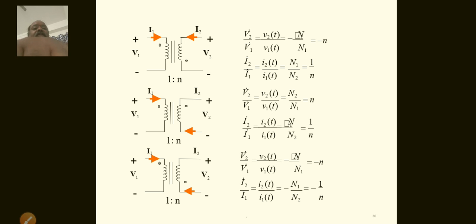Now you take V2 by V1 equal to N2 by N1, which is equal to n. Now we'll take I2 by I1, which is equivalent to N1 by N2, which is equal to 1 by n. And you will take again the third circuit, the same as the previous one, but here the current direction is reversed in the secondary of the coil. So now you will take the primary coil in the same direction.